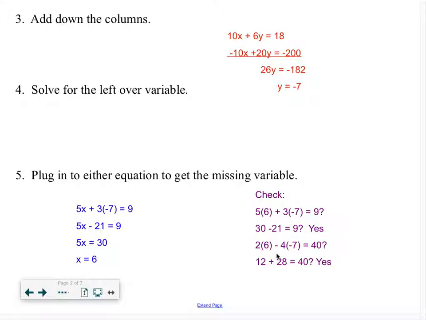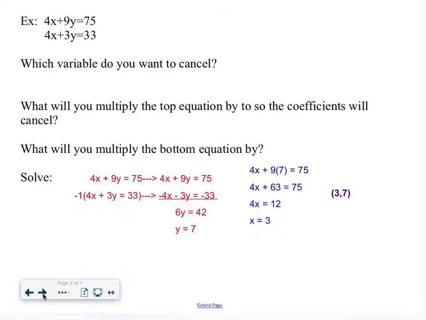Then I did the same thing into the second equation, which was 2x minus 4y equals 40. I plugged in 6 for x and negative 7 for y. I simplified again. If this point is on the line, then the equation will be balanced. The left and right side will be equal to the same thing, and you see that is here. So that is a way you can check your answers.